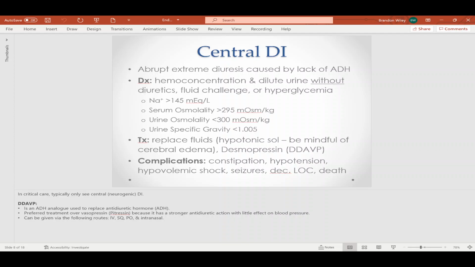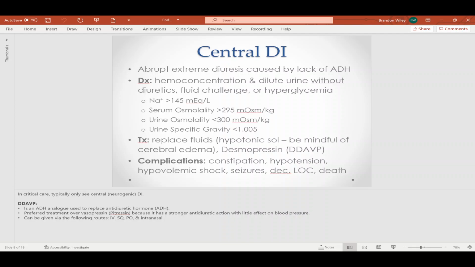desmopressin, so your DDAVP, replace fluids, kind of that seesaw between fluids and not, but luckily that is on the provider, not you guys. And then some complications is just signs of dehydration. All right, do you guys understand? Get DI. So, the other two types, those two, you're not going to worry about that.